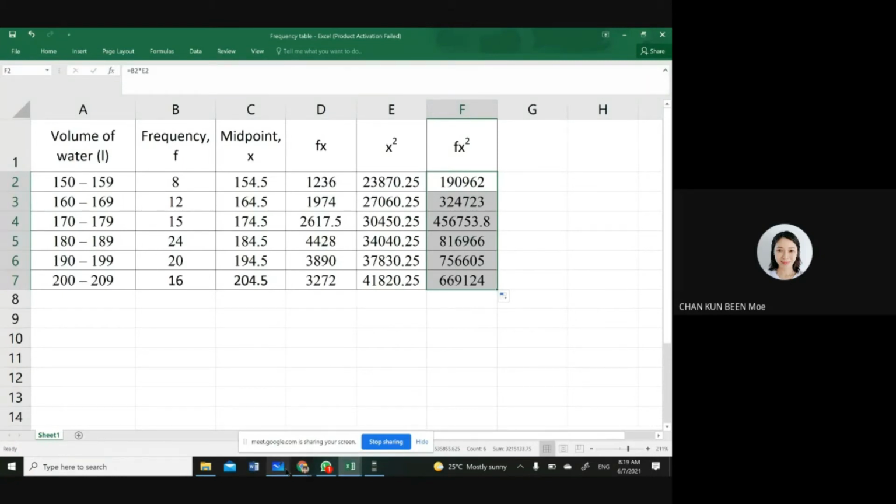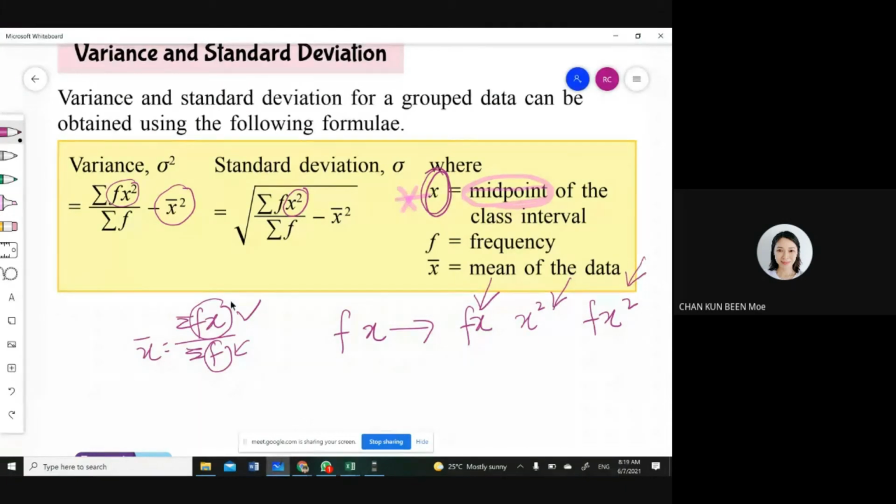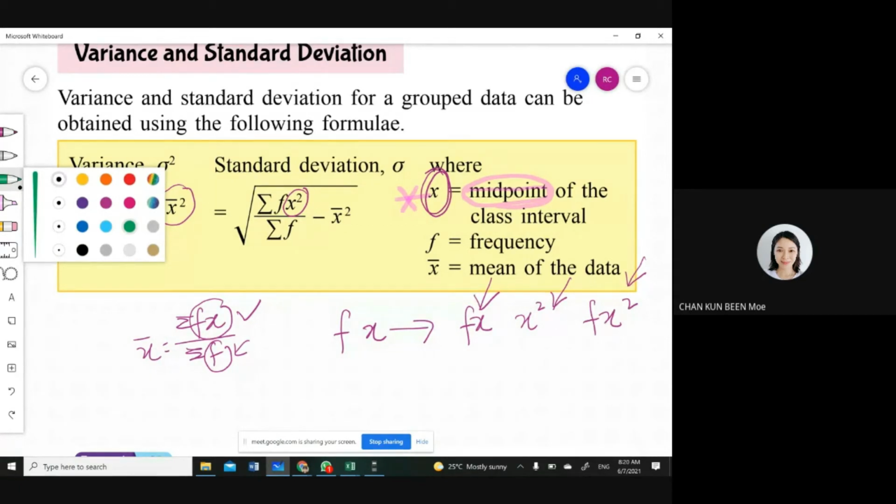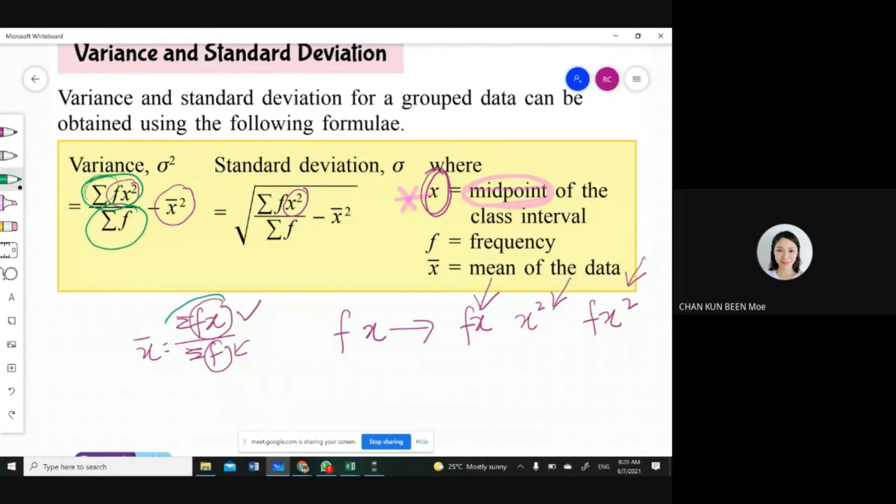After that, if we refer back to the formula over here, you look at the sigma, the one with sigma. Sigma, this one, meaning we have to look for the total frequency, the total fx squared. We have to look for the total f. Anything else is needed? Total fx. The mean, we need this. So we need these 3 to find the total. Means the total frequency times x, and the total frequency times x squared.